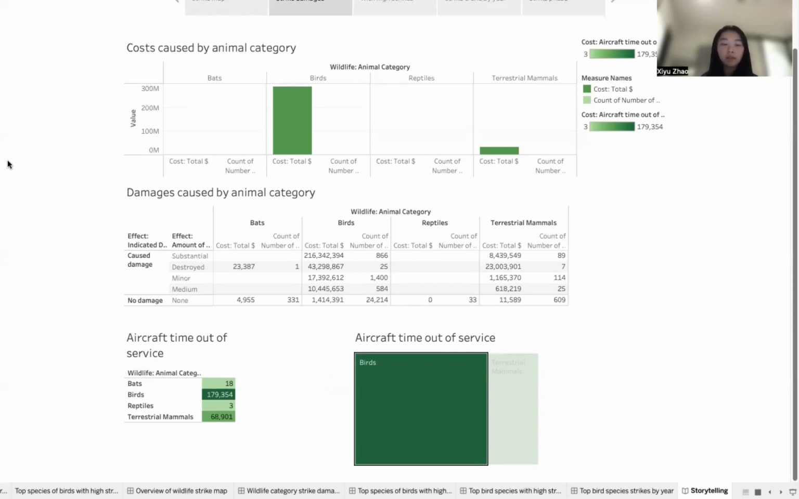From the perspective of the effect of the damages, substantial and destroyed strikes are mostly caused by birds as well, with 866 strikes and 54 strikes respectively. Terrestrial mammals caused 89 substantial strikes and 7 destroyed strikes. From the perspective of aircraft time out of service, birds lead with 159,354 hours, and terrestrial mammals cost 69,901 hours of service. The other two categories of animals cause little damage.